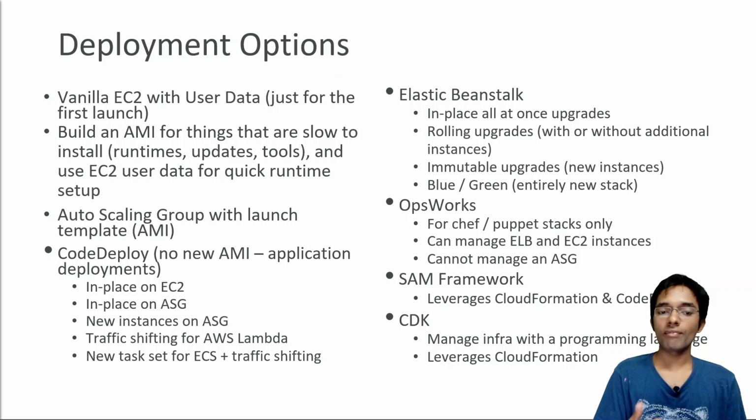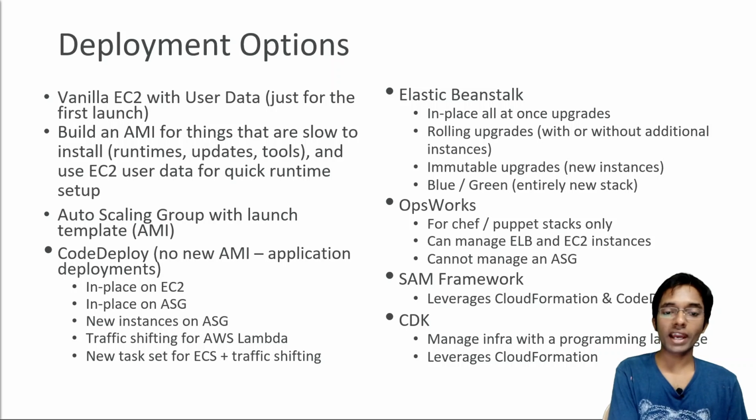First, you have a vanilla EC2 instance, and then you would use EC2 user data for the first launch to customize your application. That is a very simple deployment, and it works just fine. You can also build an AMI for things that can be too slow to install through the EC2 user data. For example, if you need to install a runtime such as a Java runtime, updates, tools, monitoring, etc. All these things that can be installed ahead of time, you would install on the EC2 instance. Then you would create an AMI out of that EC2 instance, and use that AMI for future deployments, and that will help you speed up the deployments by a lot.